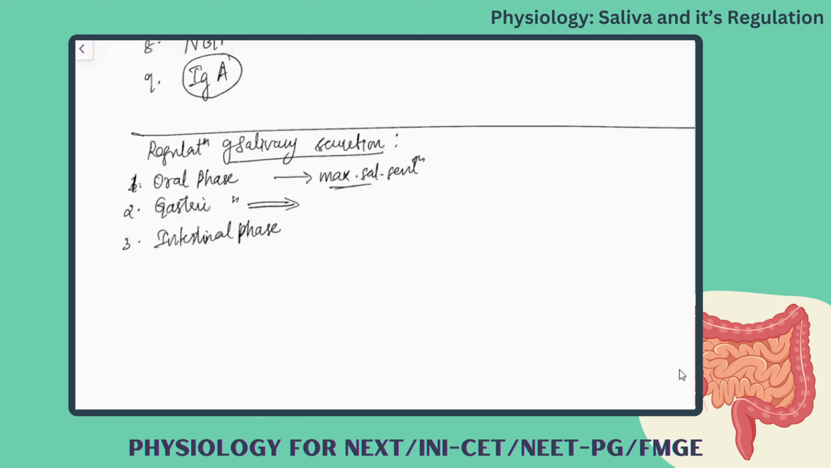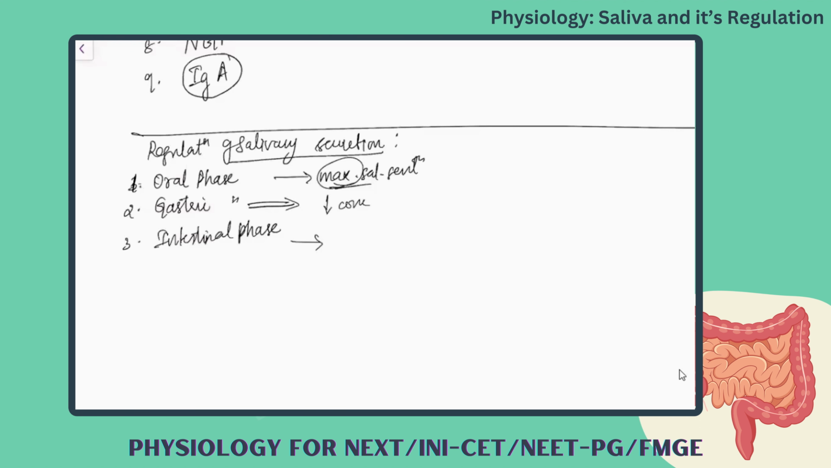Once the food enters your stomach, will you still have the salivary secretion? Yes, but not to the required maximum level, but still you have salivary secretion. It is of low concentration. Always salivary secretion will be there, but the amount of saliva which is secreted keeps changing. Same thing with the intestinal phase. Now there is no food in your stomach, there is no food in your mouth, but still saliva is secreted. Yes or no? It is secreted.